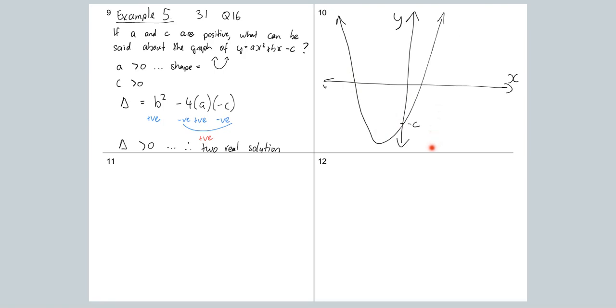It may be that the graph goes that way instead, with the turning point on this side. And I'll leave it to you as an exercise to determine, do we have enough information here to know where the turning point's going to be? Is it going to be in this quadrant here, or is it going to be in this quadrant here? Do you have enough information? I'll let you figure it out for yourself, and that'll do for this video.